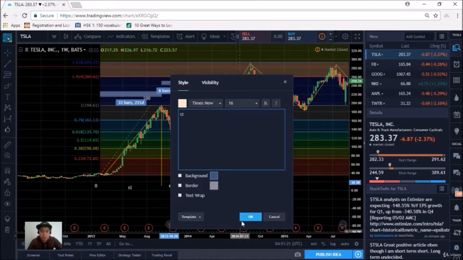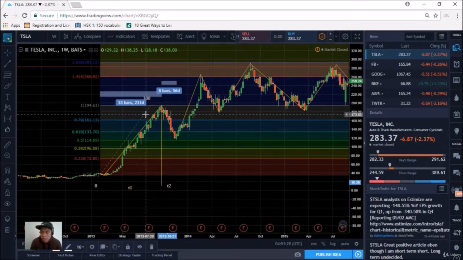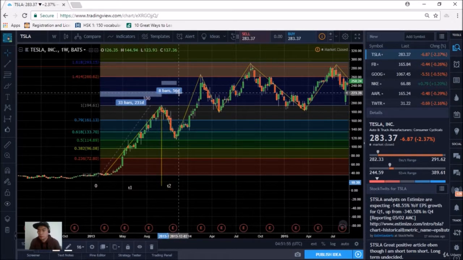So this is time component number 2, right? So time component number 1 yields a time of 231 days. And this bar indicates the weekly bars, and it has 7 days in it. So on time frame number 2 for the retracement, it took 56 days for it to go up.